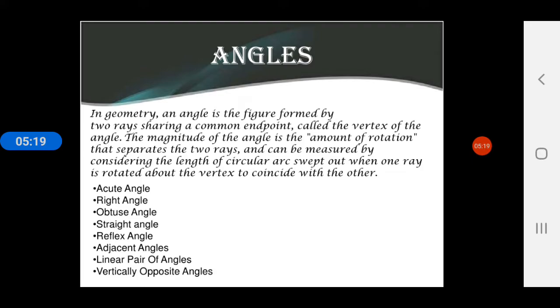Now, there are various types of angles: acute, right, obtuse, straight, reflex, adjacent, linear pair, vertically opposite angle. We'll study about this one by one.